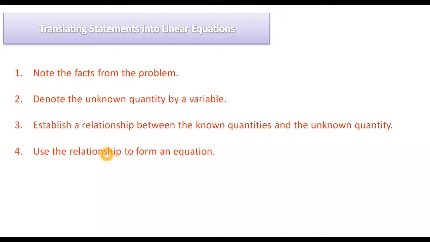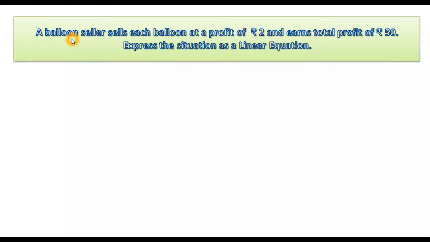This is the last step: after establishing a relation between the unknown quantity, the variable, and the known quantity, try to use that relation and establish it in the form of an equation. Now let's understand this with the help of a problem. You have a problem here: a balloon seller sells each balloon at a profit of rupees 2.